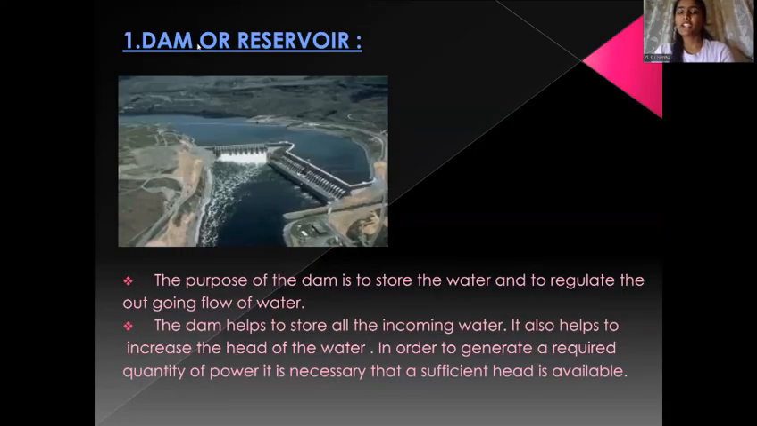The first component of the hydroelectric power plant is the dam, which is also known as the reservoir. The purpose of the dam is to store the water and to regulate the outgoing flow of water. The dam helps to store all the incoming water. It also helps to increase the head of the water in order to generate the required quantity of power. It is necessary that sufficient head is available.